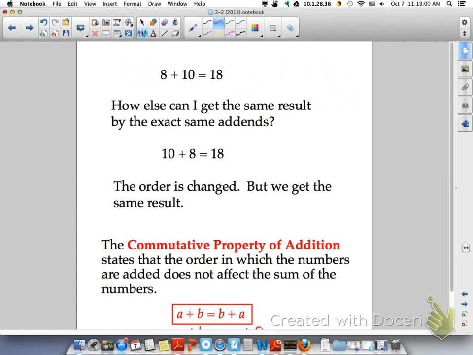That's the key word. All right? The order in which the numbers are added. Do you see that here? Yep. There we go, order.